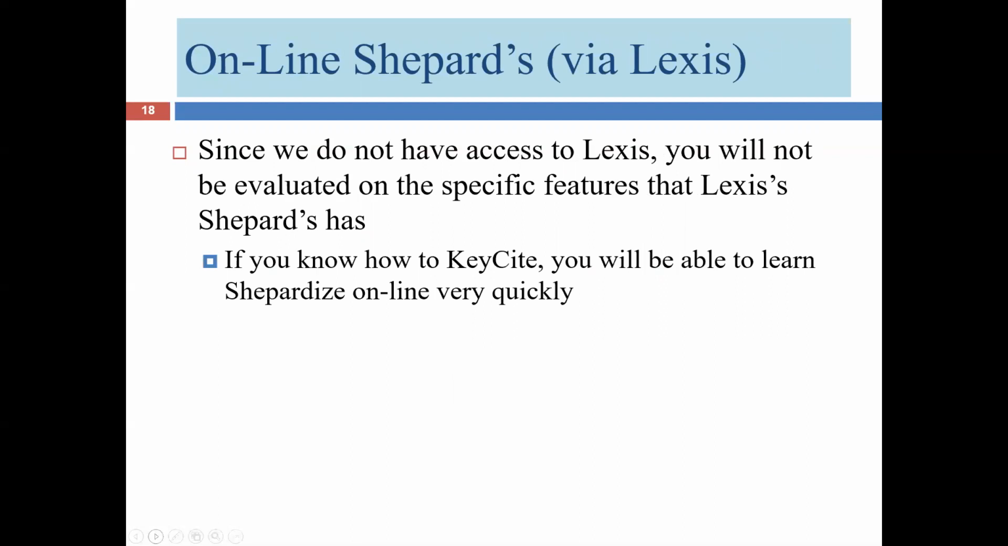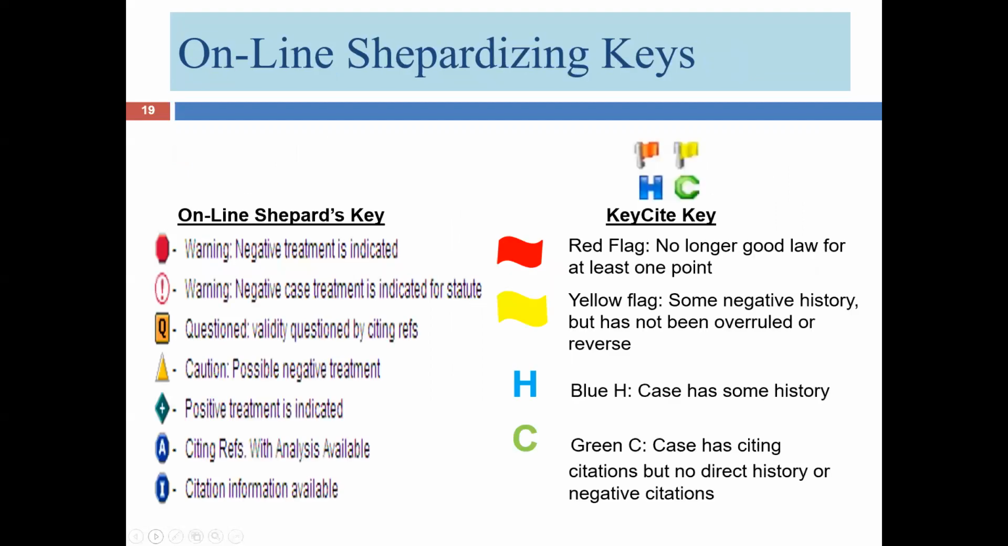Well, in this course, we don't have access to Lexis, so we're not going to worry about knowing about online Shepardize. We're going to focus on Westlaw. I would say most people prefer Westlaw to Lexis, and I wouldn't say they prefer KeyCite to Shepardize. They're probably about equal, but certainly KeyCite is every bit as good as Shepardize. So I'm going to show you a little bit about KeyCite. If you know how to KeyCite, you'll be able to figure out Shepardize really quick.